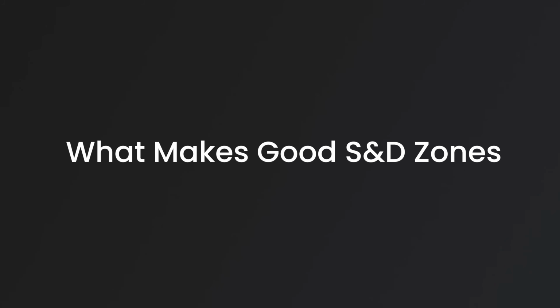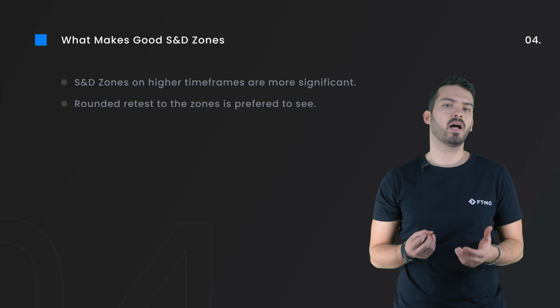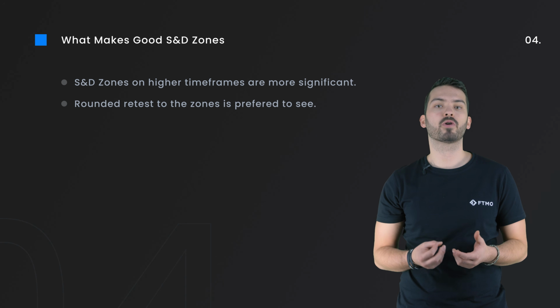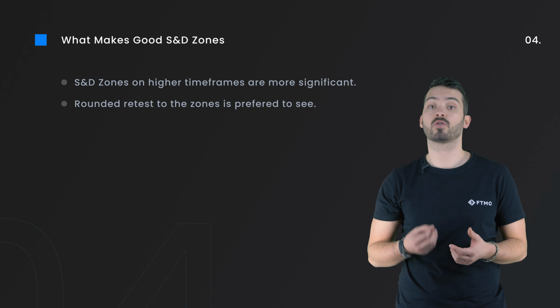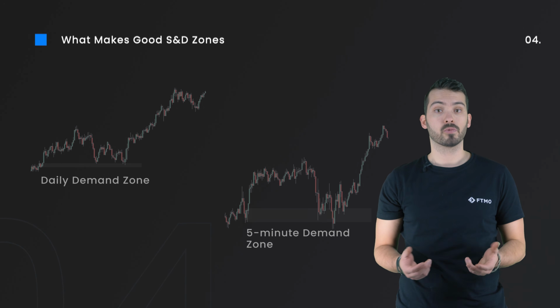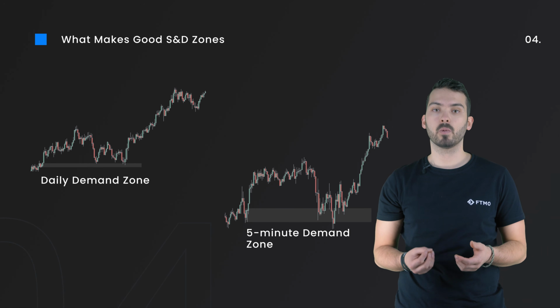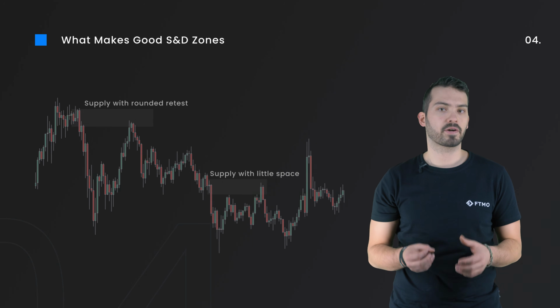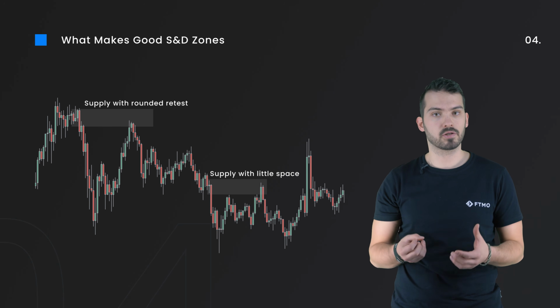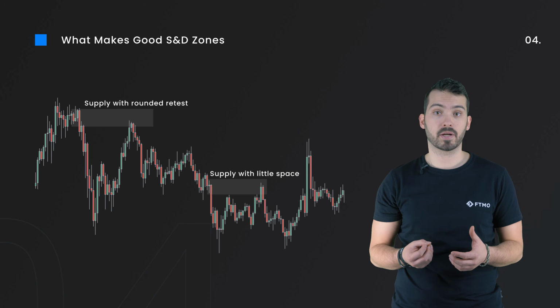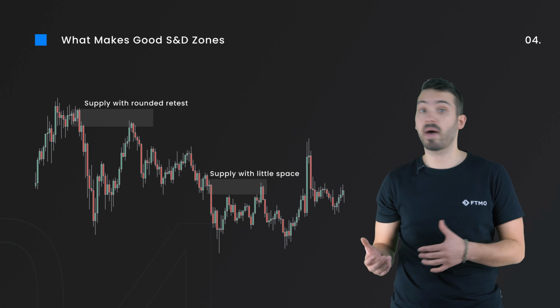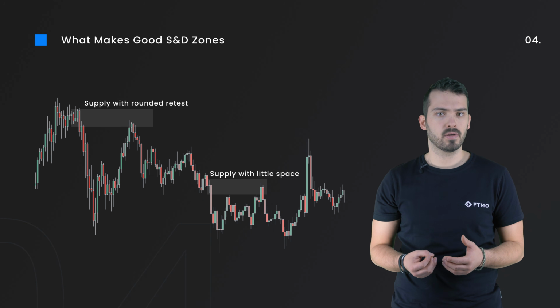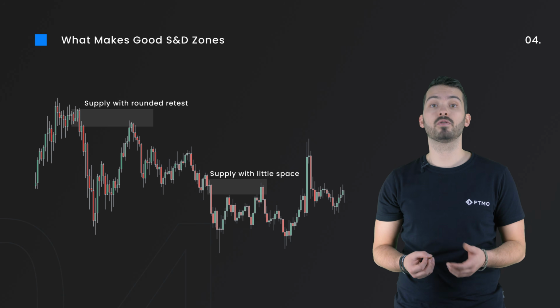What makes a good supply and demand zone? Besides a large move from the zone, we look for a few other factors that give us confluence for trades. Zones on higher time frames will always carry more value than those on the lower time frames. The time the market spent outside of the zone is also important. You don't want to see the market going crazy all over the place, back and forth. What you prefer to see is a nice rounded retest into the zone.